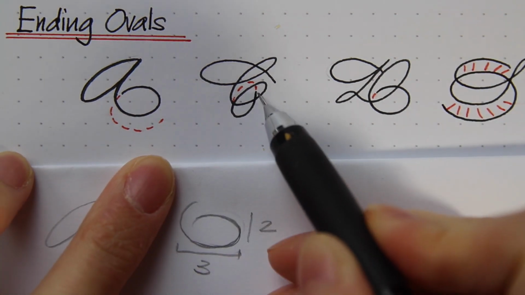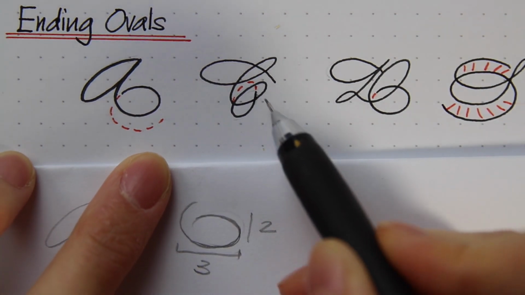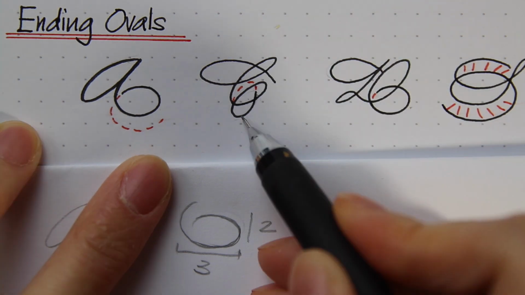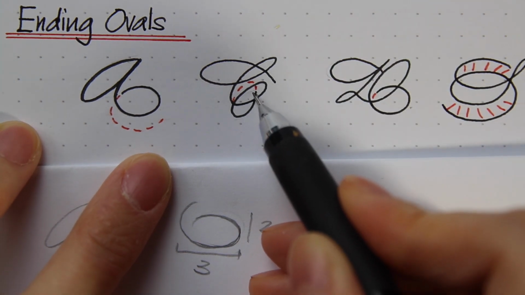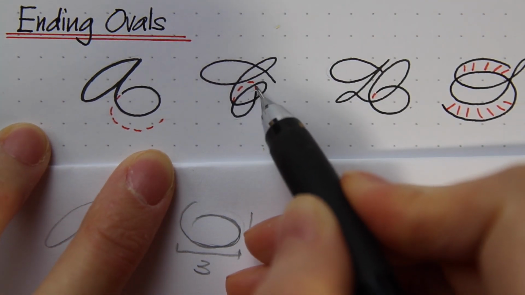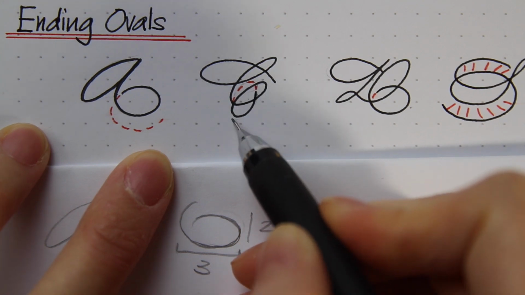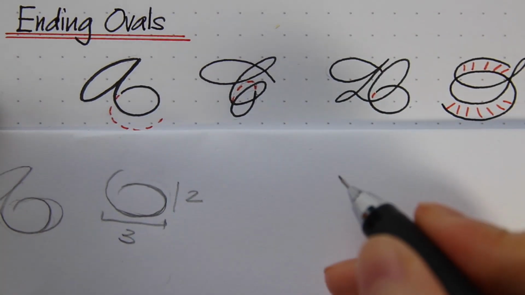Now, when you have endings curling in like this, like the letter C or the letter D, make sure that whatever you are curling in is part of an extension of an oval. So you do not want to curl in carelessly.